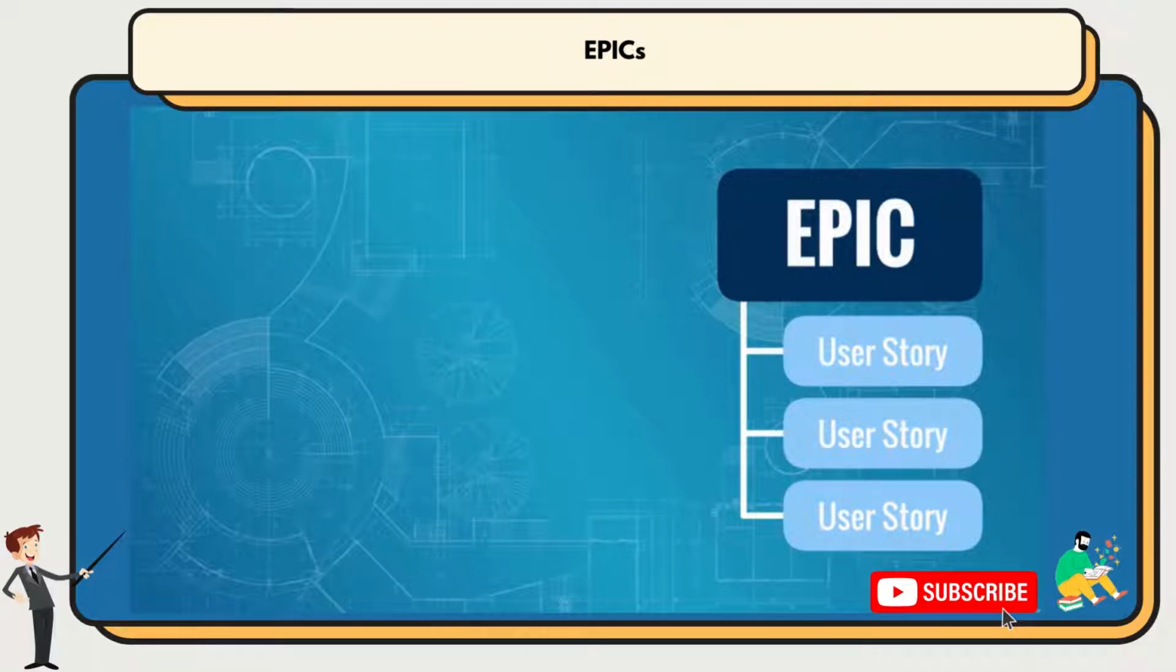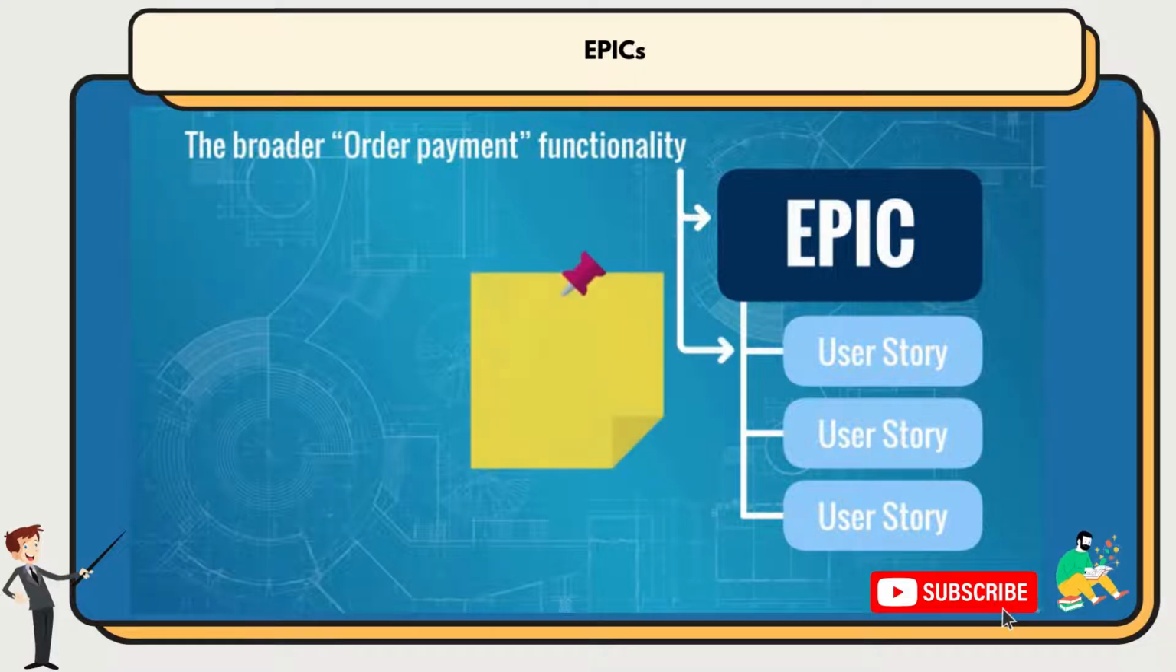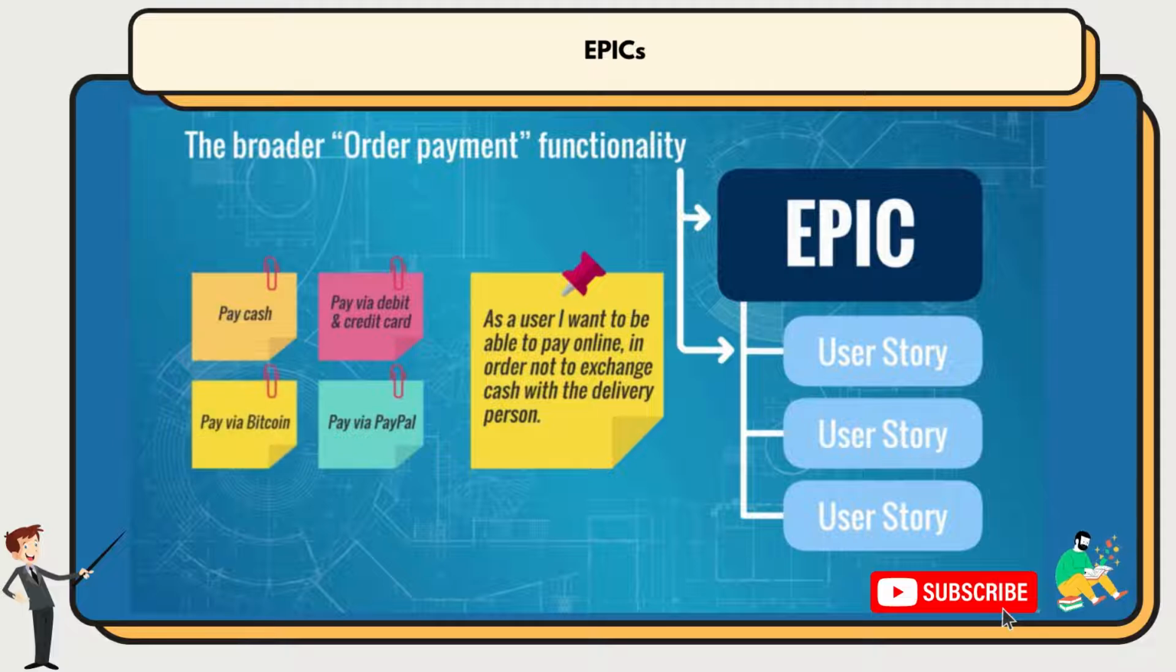Using again our tasty example, an epic would be the broader order payment functionality. This can also be described similarly to a user story. Let's say, as a user, I want to be able to pay online in order not to exchange cash with the delivery person. It may sound like a user story, but it is a bigger piece of work. Under this epic, we would have all user stories that are related to this functionality, such as pay via debit and credit card, pay via PayPal, pay cash, pay via Bitcoin.